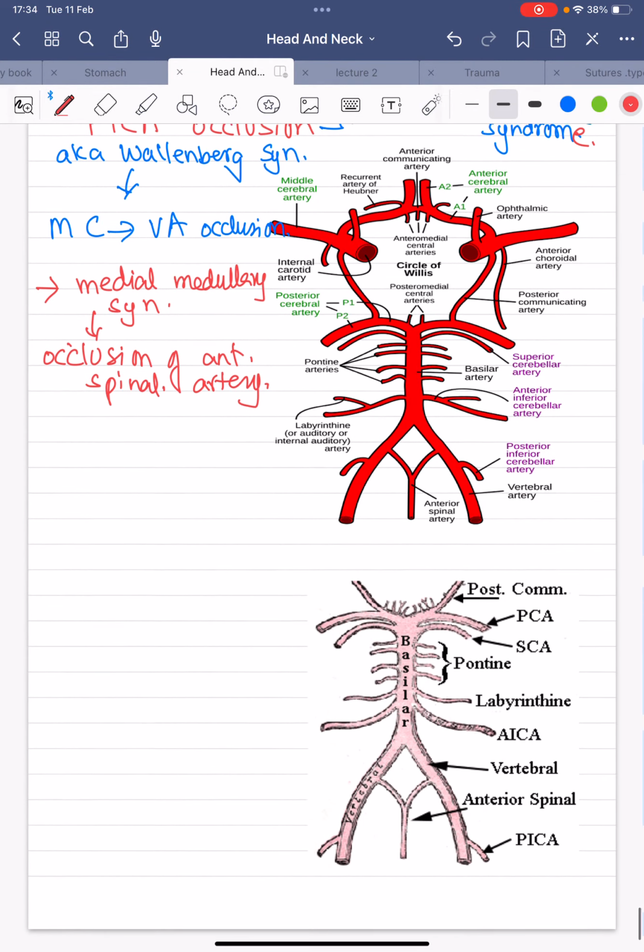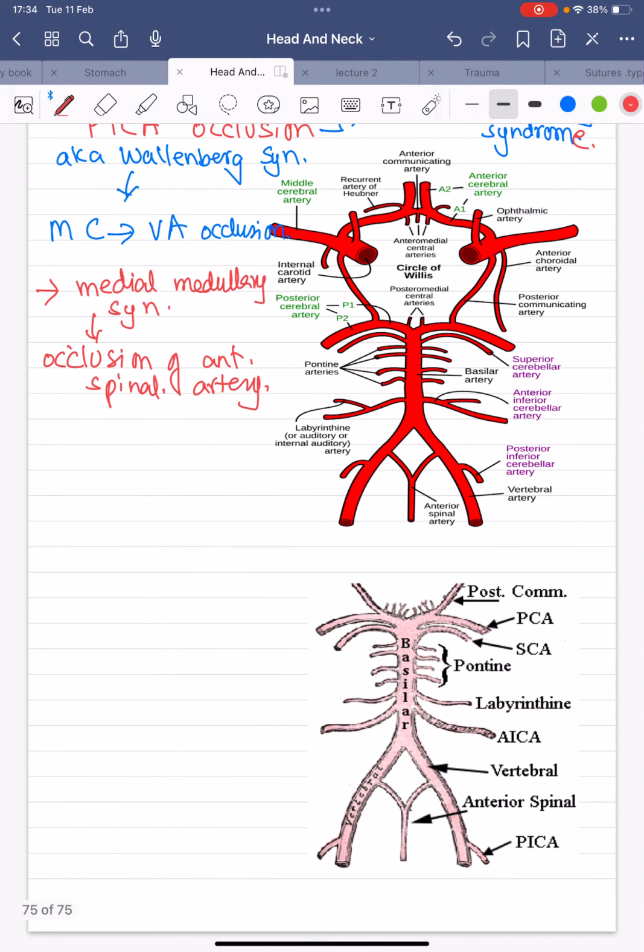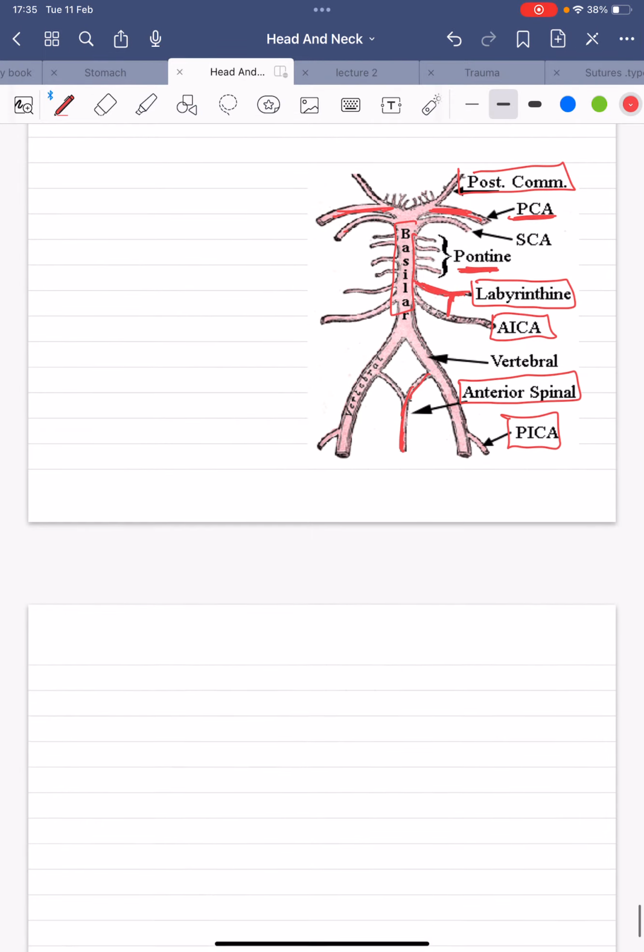Now see this diagram everyone. This is your posterior communicating artery. This is the posterior cerebral artery, which is coming out from your basilar artery. It is giving the pontine artery, and can you see in this diagram that they directly draw the labyrinth artery coming out from the basilar artery. But most commonly, in 80% of people, it is a branch of your anterior inferior cerebellar artery. The vertebral artery, see here in this diagram, is giving the posterior inferior cerebellar artery also. It is giving the branch of the anterior spinal artery also.